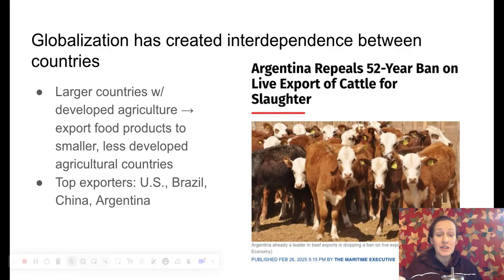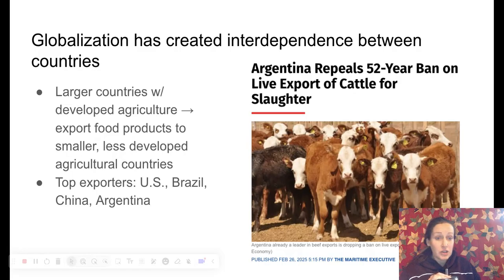You're also less likely to go to war with a country that you're trading agricultural products with. Doesn't mean impossible, right? Watch the news, but it makes it less likely. And you want to try to work with those countries more, right? Because you want your people to have affordable food. So larger countries with developed agricultural areas expand their food products into smaller, less developed agricultural countries.